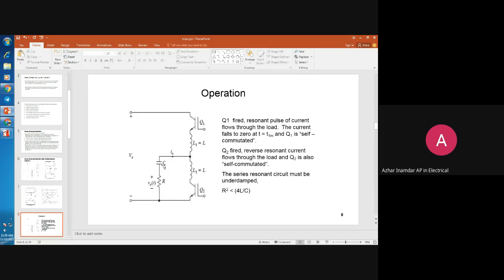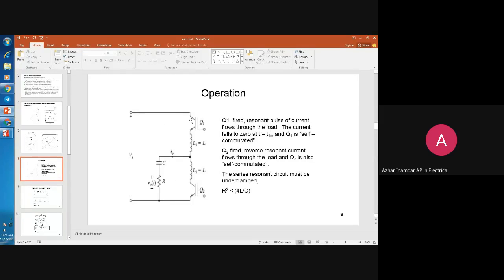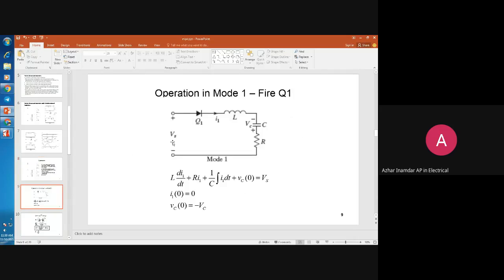So underdamped means what? R square should be less than 4L upon C. This is the condition for underdamping. So we will start with mode 1. In case of mode 1, I will show you the basic diagram, then we will go to the mode diagram.